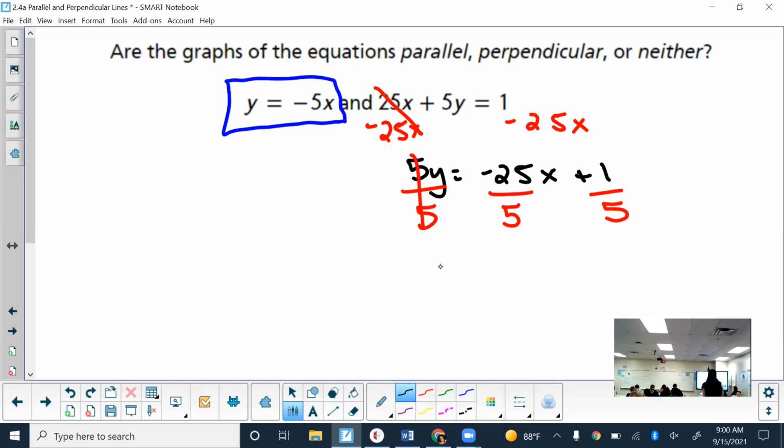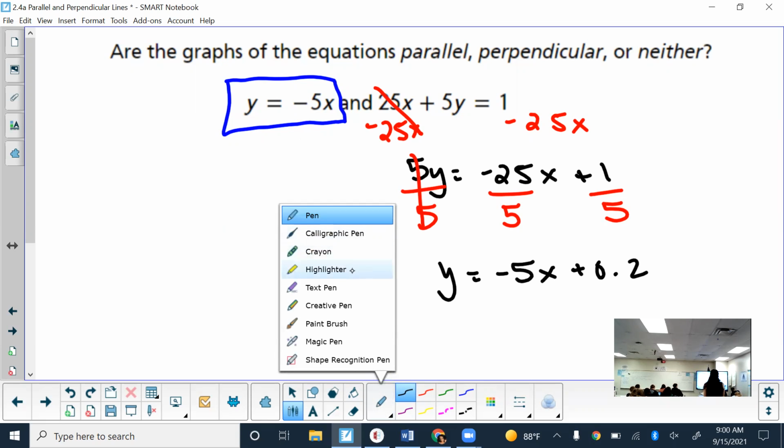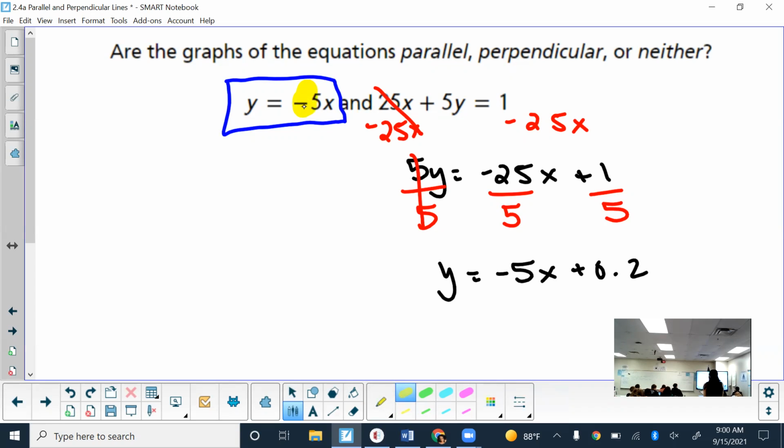And we have y equals, what's my slope? And then what's 1/5 written as a decimal? 0.2. So now compare your slopes. I have -5 over here, -5 for the slope over here. So since they're the same, what's my answer? Good, these are parallel to each other. Parallel because it's the same slope.